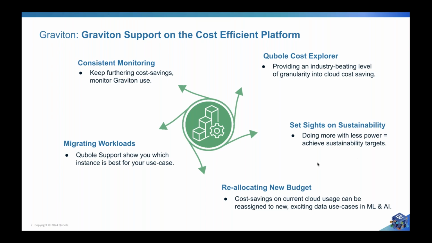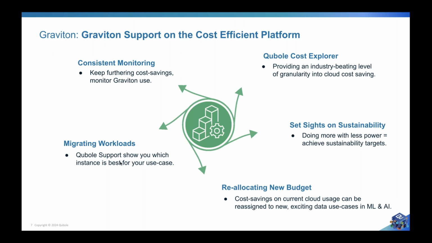And again, going back, reallocating with new budgets, that's what we spoke about in the first slide. Once you start saving by using Qubole Cost Explorer or Graviton or the GP3s, all of them will help you save the cost and use the budget that is saved for your innovation and ML and AI use cases.